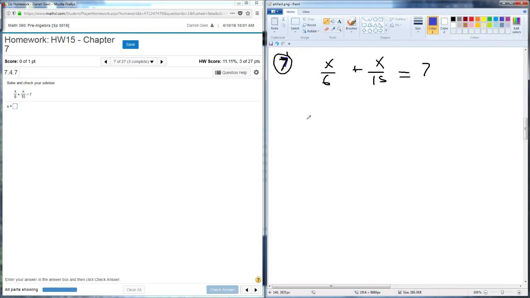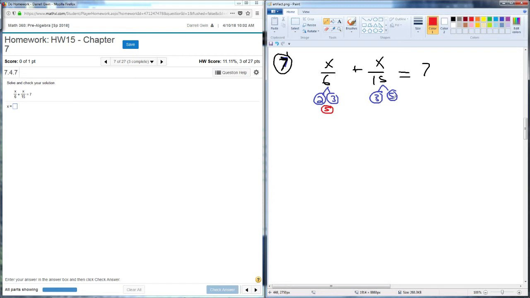Now, because it's an equation with fractions, the very first thing I'm going to do is remove fractions by multiplying both sides of the equation by the LCD, lowest common denominator, of all the fractions in the equation. So we have a fraction, denominator 6, which is 2 times 3. We have a denominator 15, which is 3 times 5. And to find the LCD, all I have to ask myself is, what is the 6 missing that the 15 has? Well, the 15 has a 5, and the 6 does not. So 2 times 3 times 5 is the LCD, which is 30.